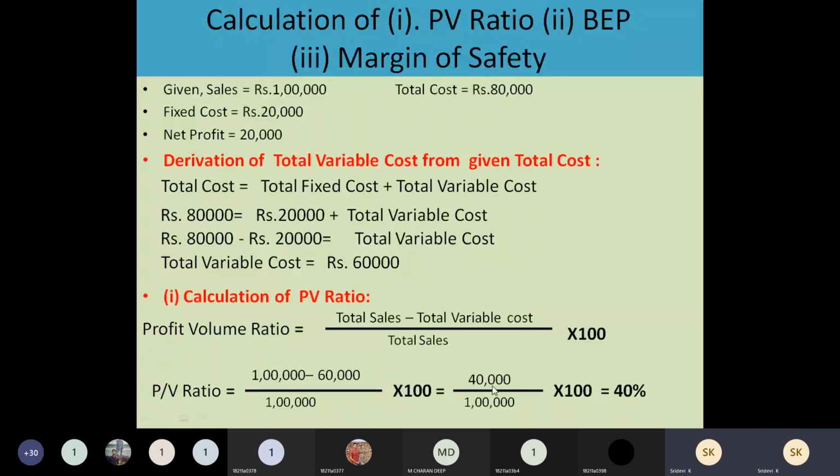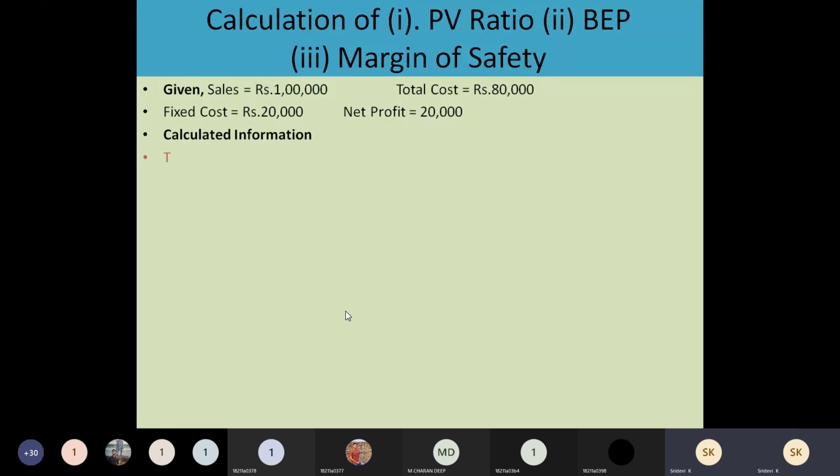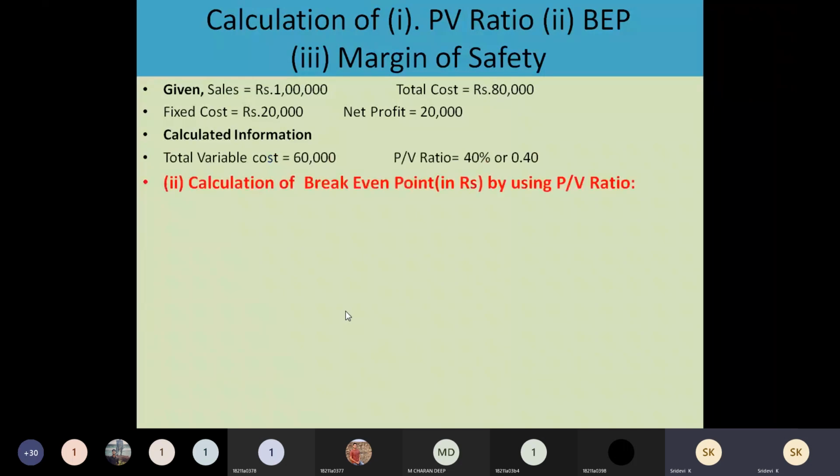So up to here, is that clear? Any doubts? I don't think anyone is having doubts. So let us go for calculation of BEP next, second bit. So we have the given information I am showing you here, and the calculated information is total variable cost is equal to 60,000 we have calculated, and PV ratio we got it is 40%. So now let us calculate the break-even point by using this PV ratio.